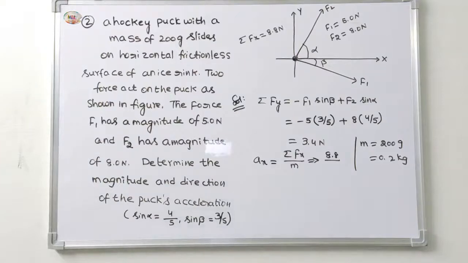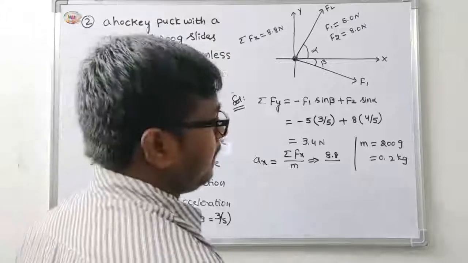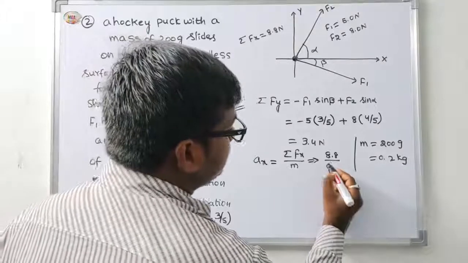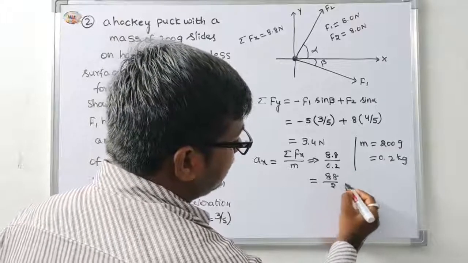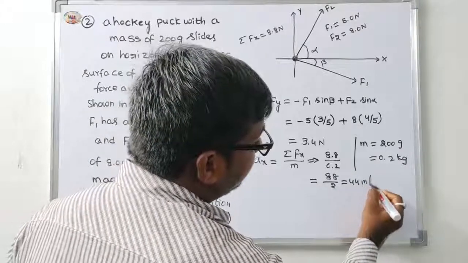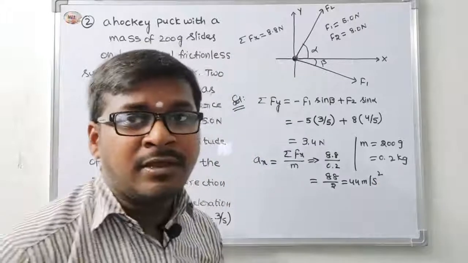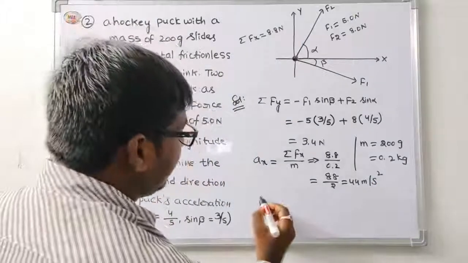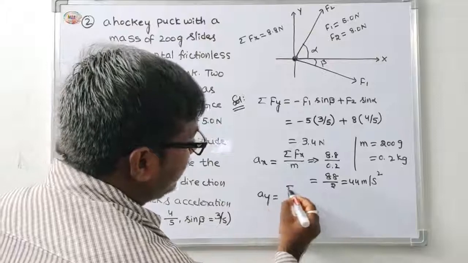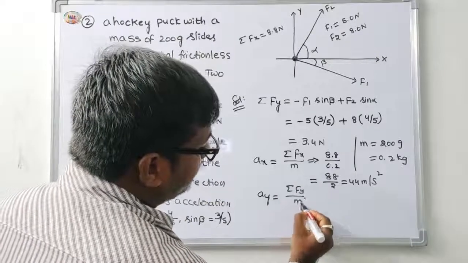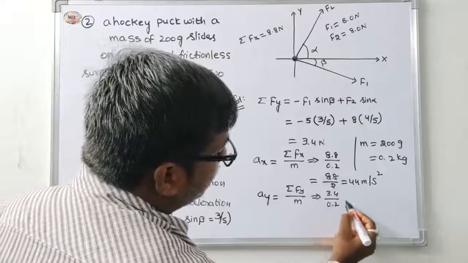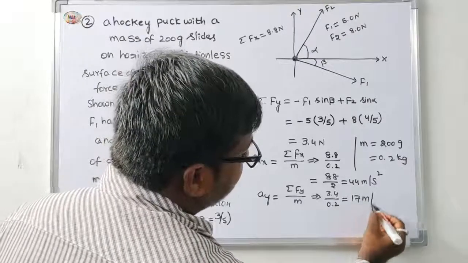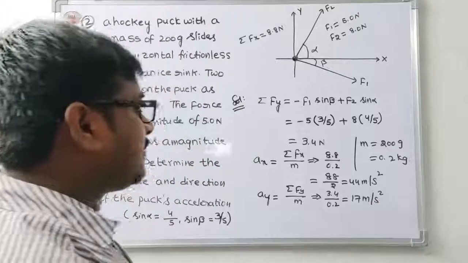200 gram is equal to 0.2 kg. So ax is equal to 8.8 by 0.2, that is equal to 44 meter per second square. Next, ay is equal to sigma Fy by m. Sigma Fy is 3.4 by 0.2, that is equal to 17 meter per second square.